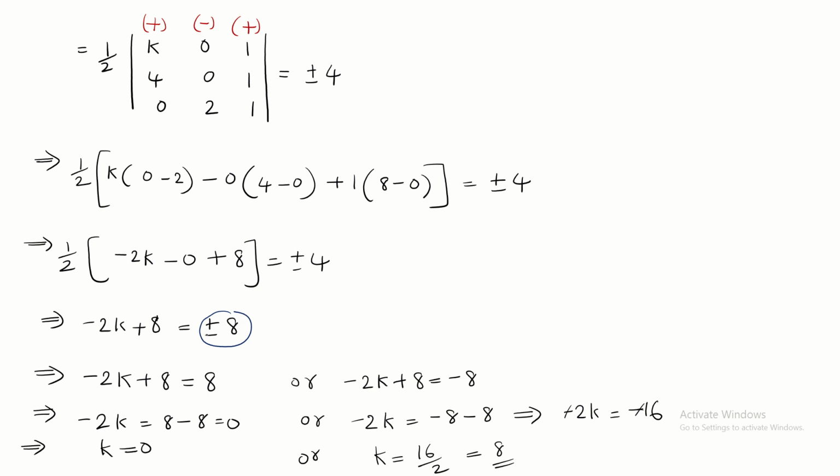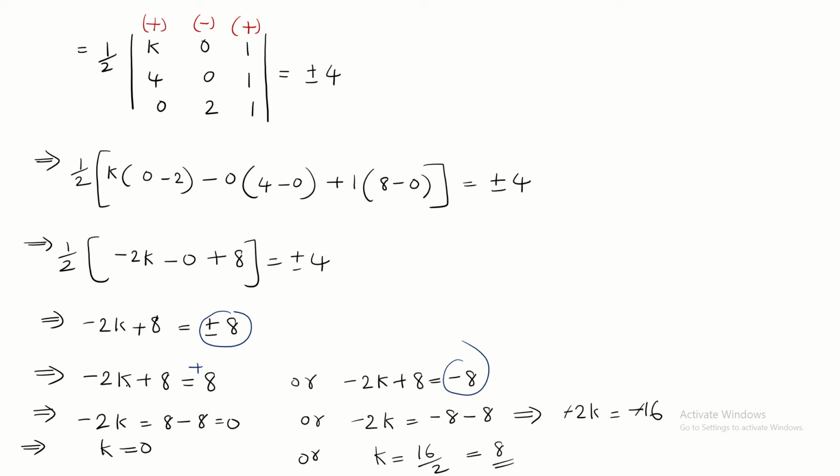Plus or minus. In each step I want plus or minus. So here minus 2, minus 0, that is minus 2k itself. Minus 2k minus 0, minus 2k plus 8, plus 8. The next line, plus or minus, we have to find two values. So first positive 8 and the next you have to find negative 8. So you'll get the value for k as two values.